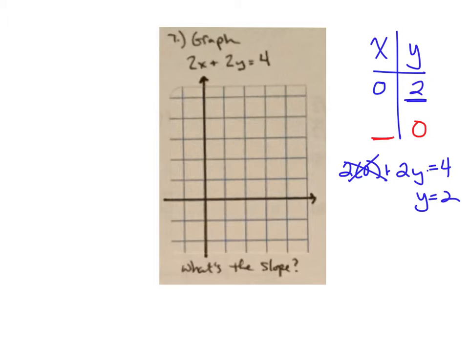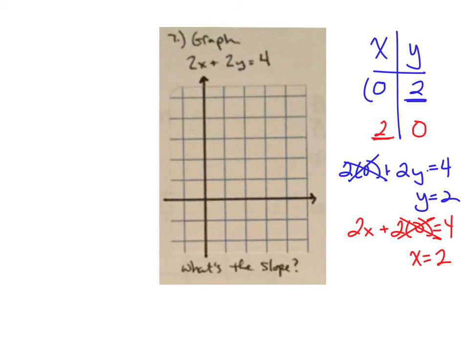Similarly, for y, we'll substitute 0. This term will drop out. If 2x equals 4, then x also equals 2. That means the x-intercept is at 2. Now most of the time, these two intercepts are not going to be the same number. However, in this case they are, and we can plot them on our graph.